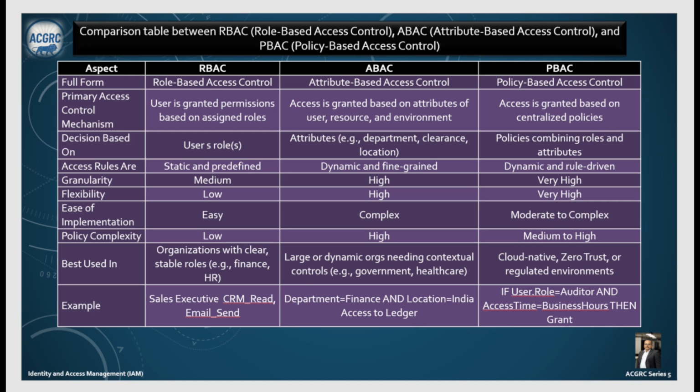The decision is based on user roles in RBAC. It's based on attributes when it is ABAC, and it is based on policies. Just to ensure you remember this, remember the R, A, and P. Automatically, you should be able to correlate. Access rules are static for RBAC, dynamic for ABAC, but fine-grained.